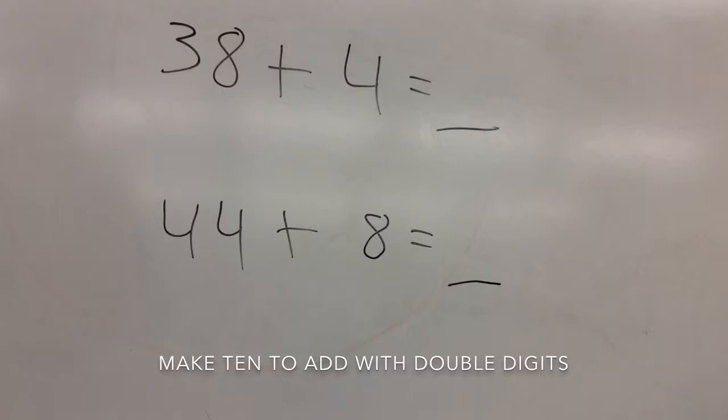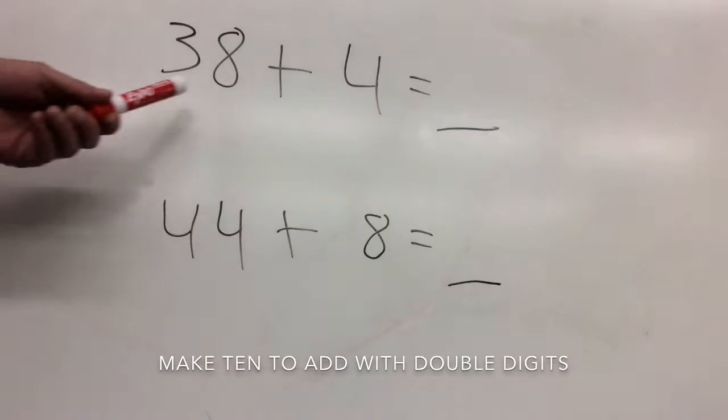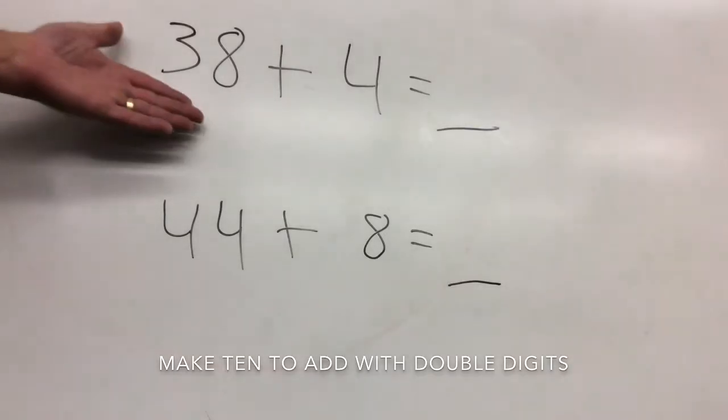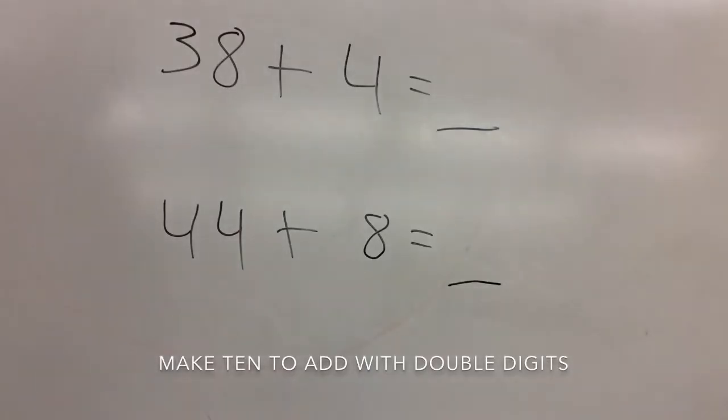Okay, today what we're going to do is add some numbers together. We're going to be making 10 in order to do that addition. So on this first problem, I'm going to build up the 38 to a 10. If you remember, the 10s are not only 10, but also 20, 30, 40, 50, 60, 70, 80, 90, and 100. So I'm going to build 38 up to the closest 10 that there is.